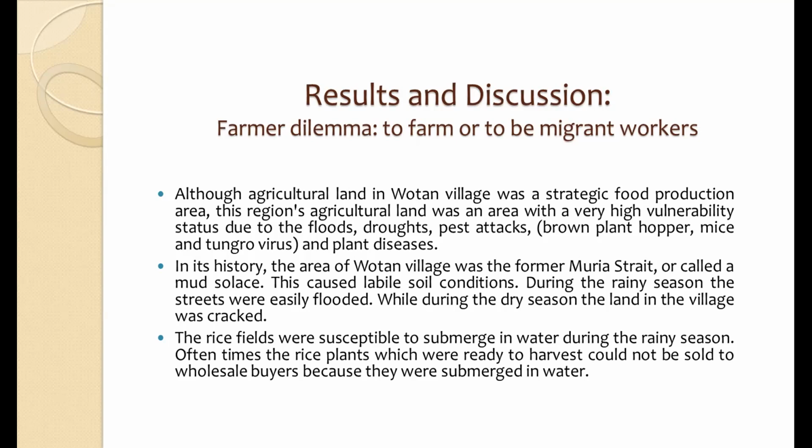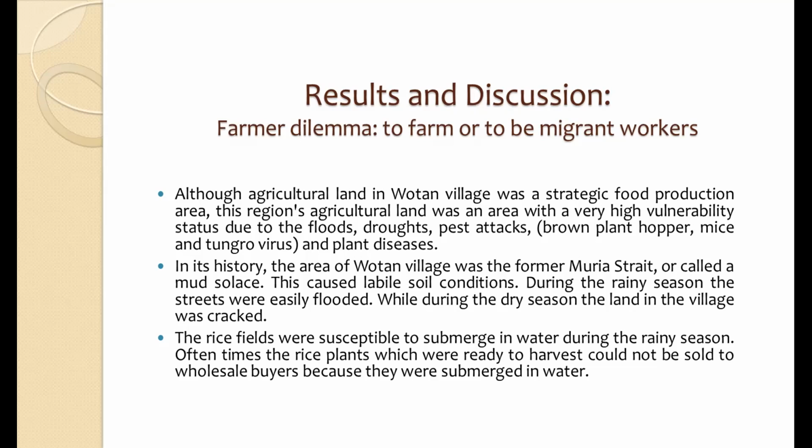Although agricultural land in Wotan village was a strategic food production area, this region's agricultural land was an area with a very high vulnerability status due to flood, drought, pest attack, and plant disease. In its history, the area of Wotan village was the former Muria Strait, or called a mud solage. This caused labile soil condition.